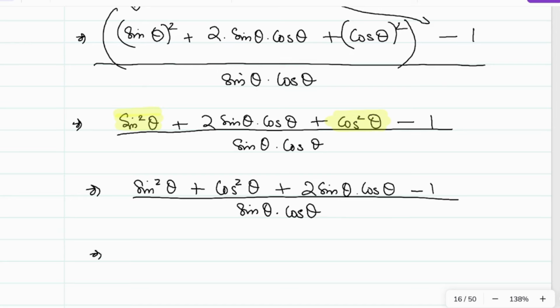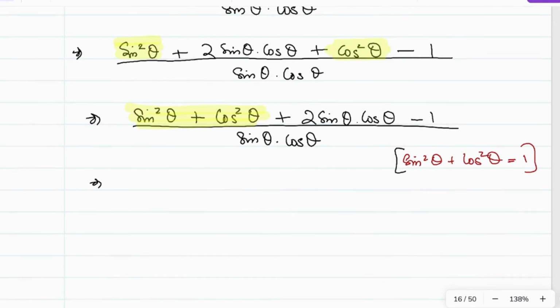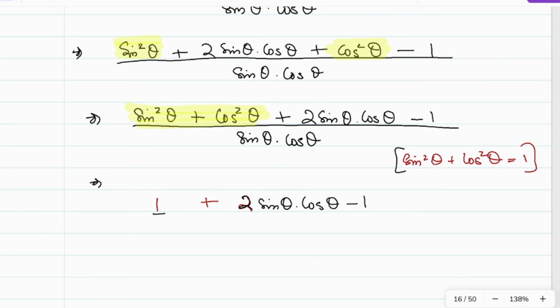Clear? Now what is this? This is sin square theta plus cos square theta, right? What is sin square theta plus cos square theta? Sin square theta plus cos square theta equals 1. Therefore, I can insert that value here, that is 1 plus 2 sin theta cos theta minus 1, the whole divided by sin theta into cos theta.